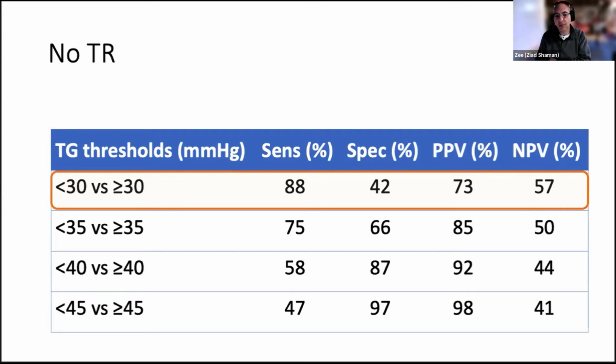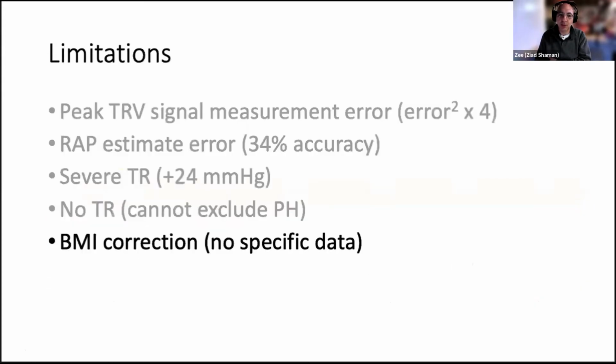So even if you don't have TR, or if your TR jet is less than 30, if your clinical suspicion is really high, you still can't rule out pulmonary hypertension. There's supposed to be a BMI correction, but I couldn't find any specific data. So in folks who are very heavy, you might underestimate, but I couldn't find any actual evidence data to suggest in which way or what magnitude.